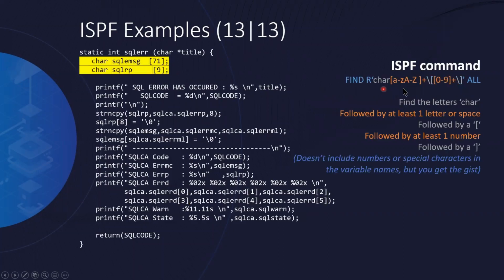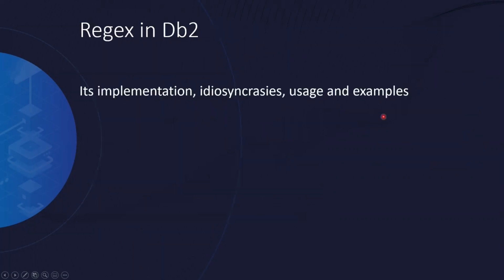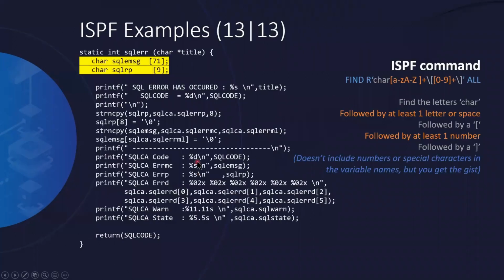So let's expand that a little bit. I'm looking for the letters CHAR, so here, followed by at least one letter or space. So here we go: lowercase a to z, uppercase A to Z, and here's my space. So followed by at least one letter or space. I've done them in nice little color coding to make it easier to read.